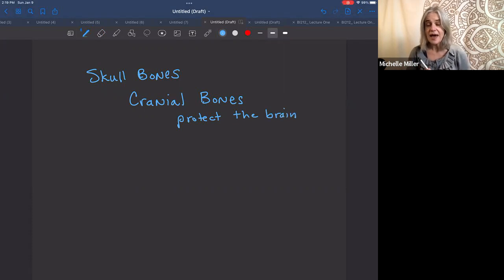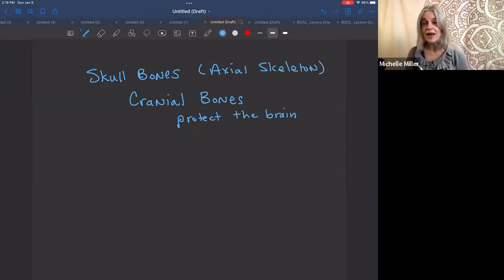You'll remember that skull bones are part of the axial skeleton. So this axial skeleton includes the skull, but it also includes the vertebral column, the thoracic cage, which includes your ribs and your sternum, and the sacrum, which is the bottom of your vertebral column. So the skull bones are part of the axial skeleton. So we'll put axial in parentheses here, the axial skeleton.